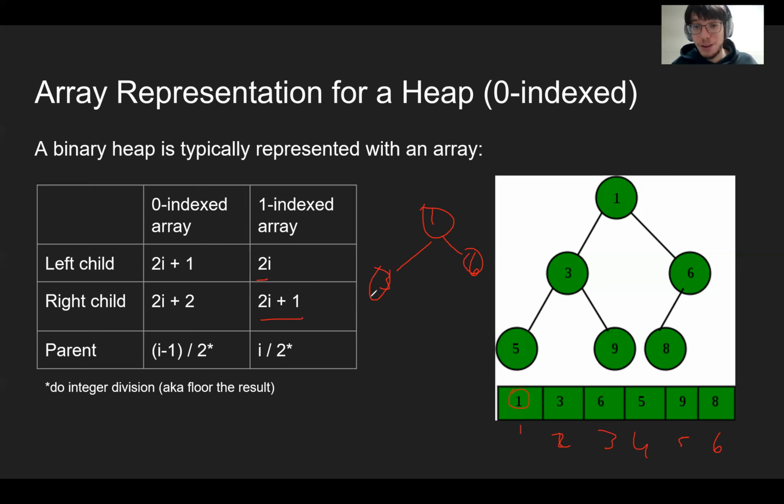And now we go ahead and keep going. 3's left child is at index 2 times 2, which is 4. So that's going to be the 5. And its right child is 2 times 2 plus 1. That's this 9 here. And with 6, that's index 3. So 3 times 2 is 6. That gives us 8, so its left child is 8. And its right child is past the end of the array, so its right child is just going to be null.